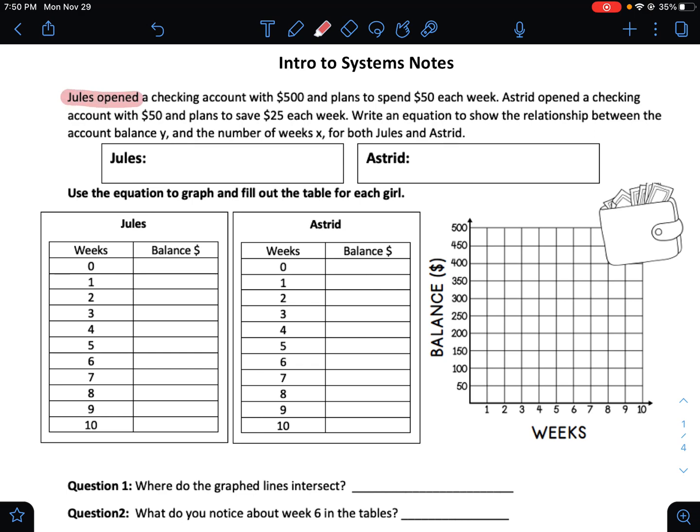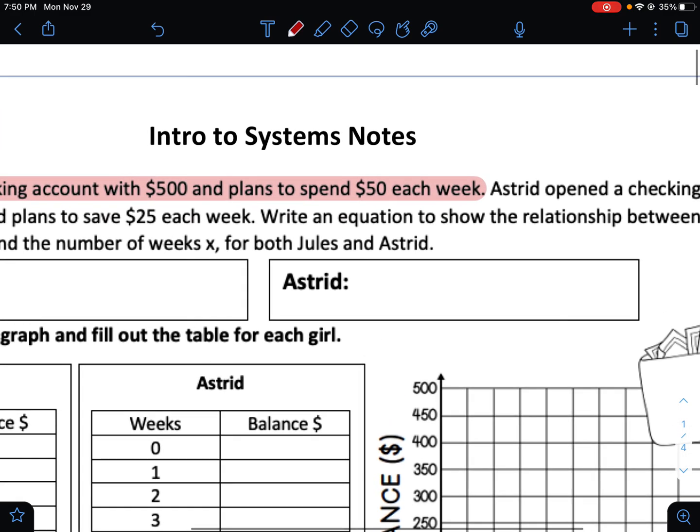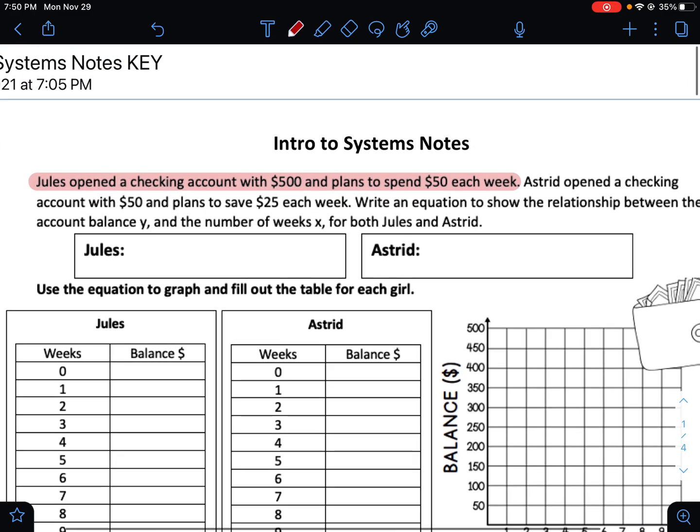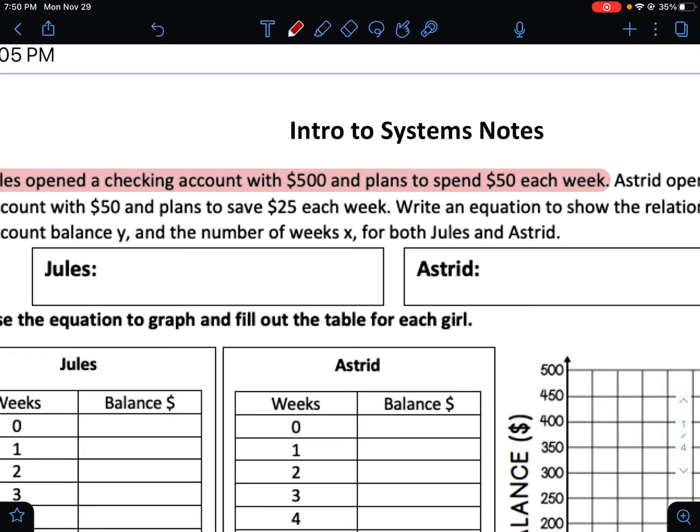So again, Jules opened a checking account with $500 and plans to spend $50 each week. Well, this tells us a lot of information, but first remember that we have y equals mx plus b, where m is our slope, b is our y-intercept or our initial amount. So in this case, our initial amount is $500. So we know y equals $500.